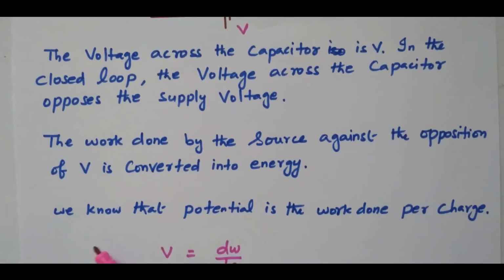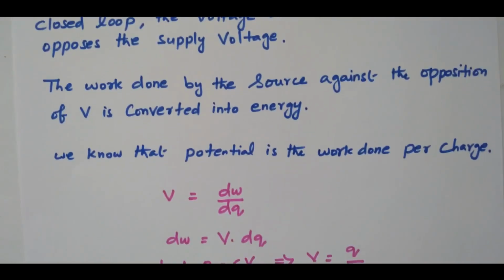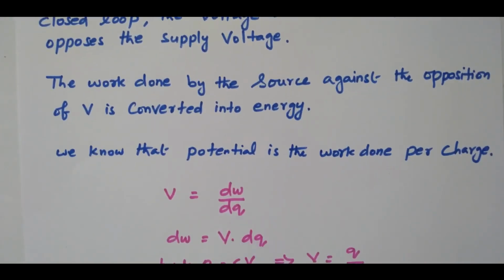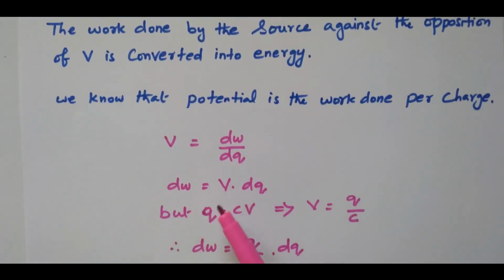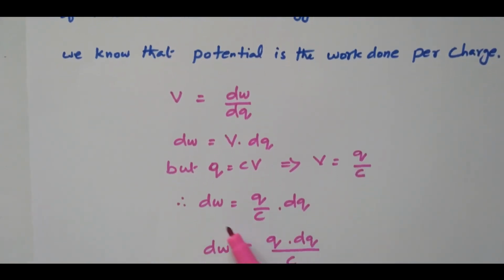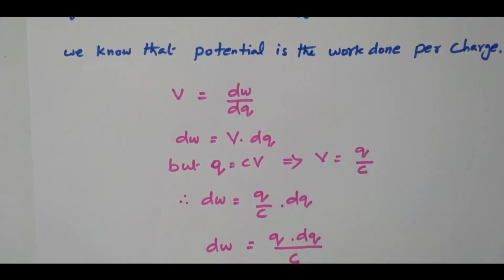We know that potential is the work done per charge. So what is the potential? V equal to dW divided by dQ, the potential equal to work done per unit charge. From that, dW equal to V into dQ. But we know that Q equal to CV. From that, V equal to Q by C. We will replace this V as Q by C. So dW equal to Q by C into dQ.